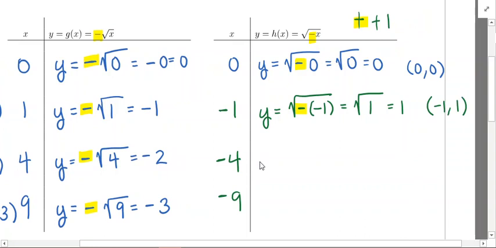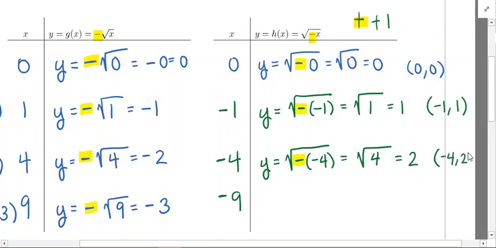All right, let's try x is negative 4. In this case, the y value is the square root of the negative sign that's already underneath, and then we're going to have negative x. We write down x is negative 4. Under the square root, we've got negative times negative, that turns it positive. Square root of 4 is 2. So we're going to plot the point negative 4, 2.